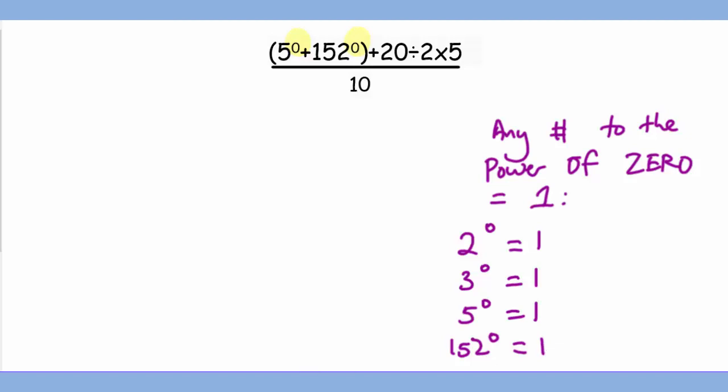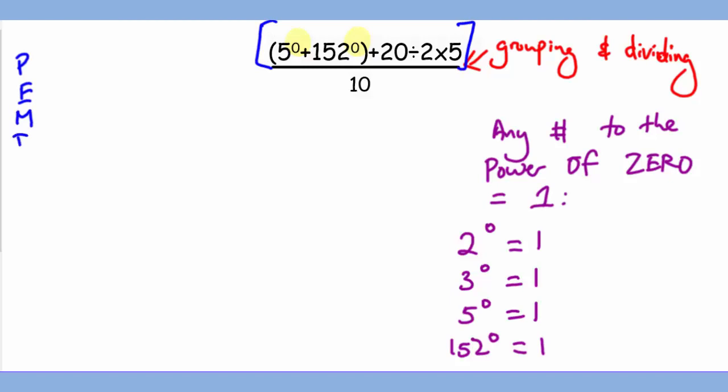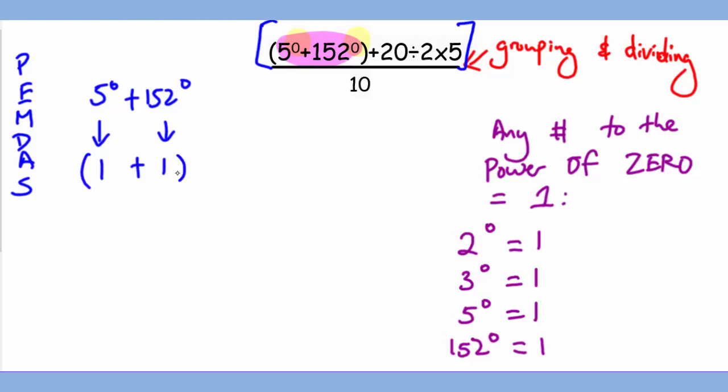Coming back to the question, the first thing that we want to make sure we know is that this line means grouping and dividing, which means we will operate the top first before we get to the bottom. Following PEMDAS, the first thing we should do is operate the inner part right here, which we get 5 to the power of 0 plus 152 to the power of 0, and both will give us 1. And 1 plus 1 will give us 2.